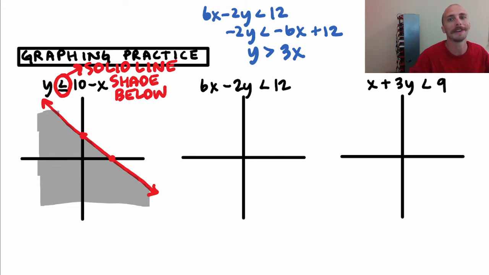And I've got to be fair, I've got to divide everything by -2, right? I can't just divide the y and the x by -2. I have to divide that 12 by -2 as well. And so I'll have 3x minus 6.